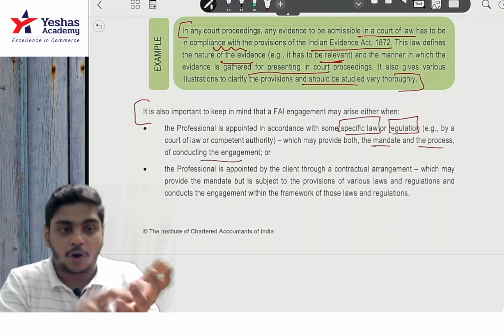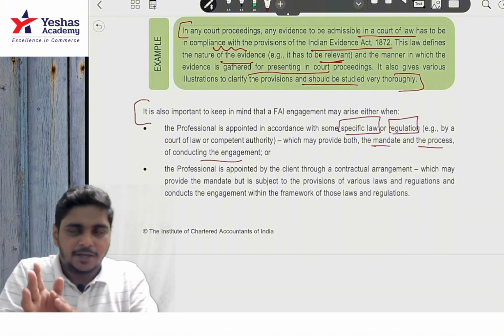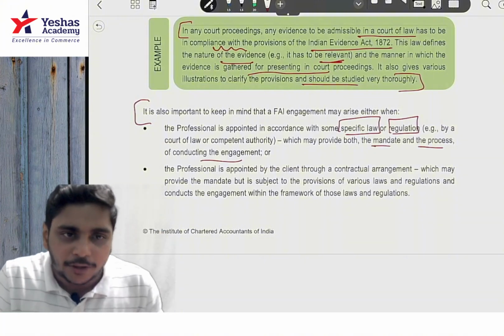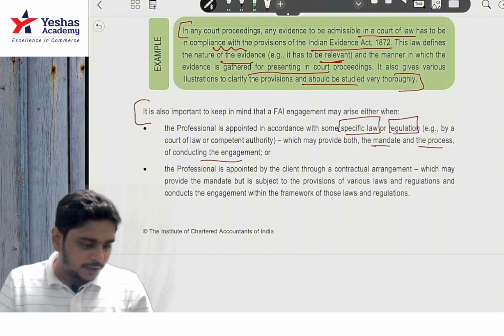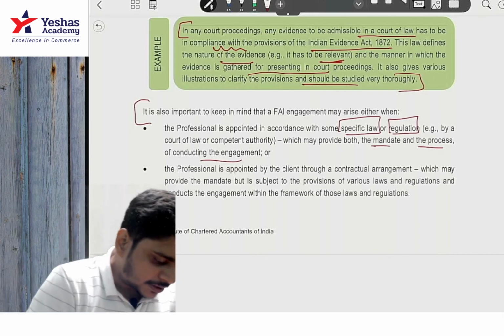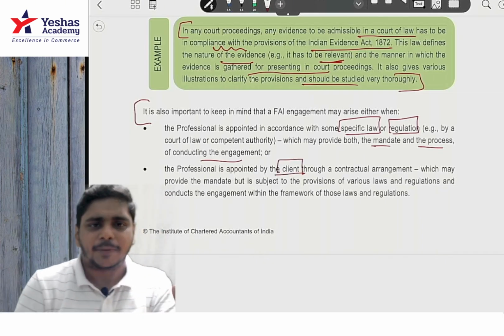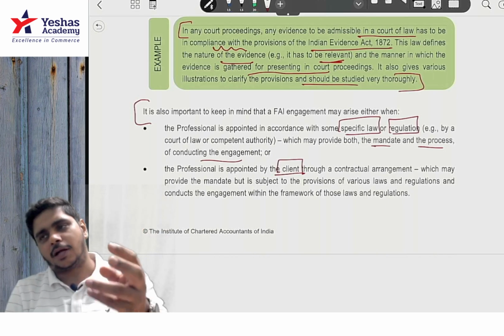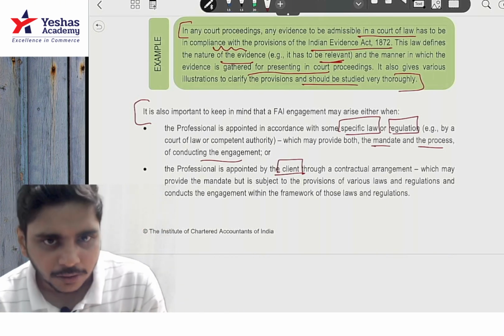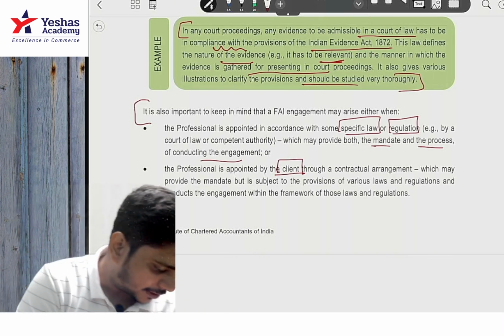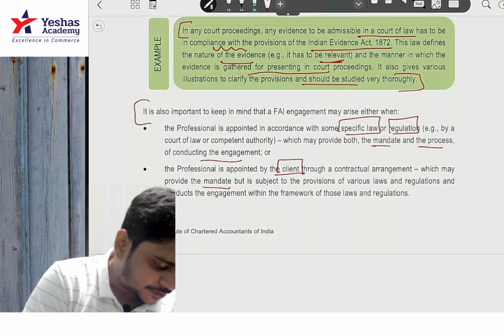You can check call records, you can check email, everything. Imagine SEBI has appointed you, they will also give you full authority. But if the professional accountant is appointed by a client, like a company, imagine HDFC Bank, via contractual arrangement, which may provide the mandate, but is subject to the provision of various law.